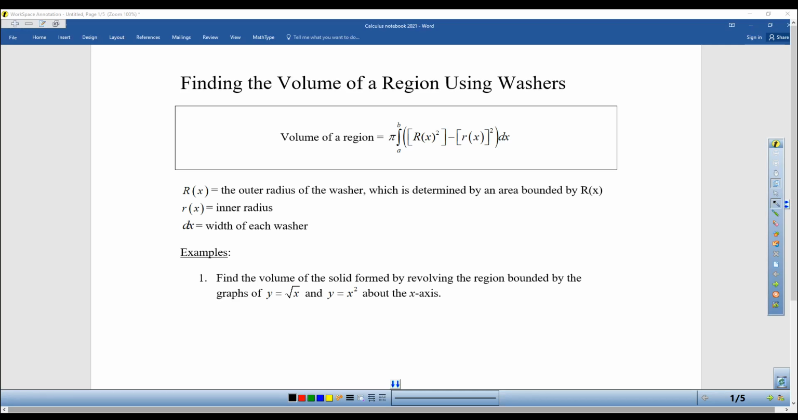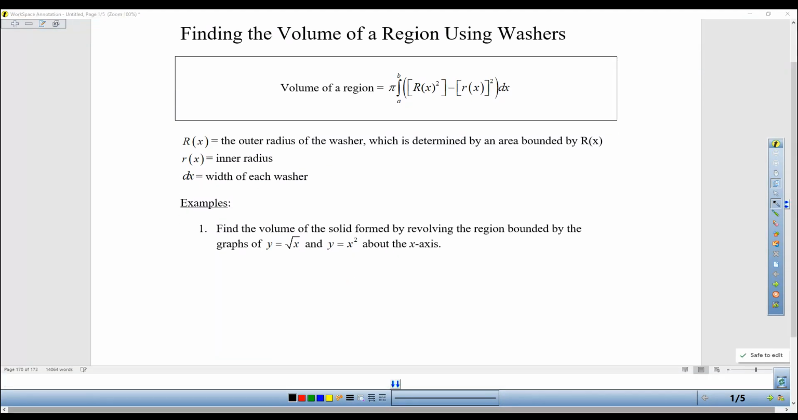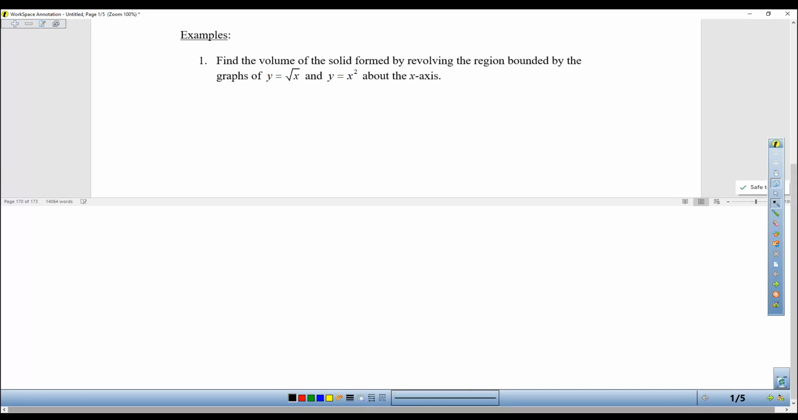Today we're going to be finding the volume of a region using washers. So last time we did this we used disks, so these problems are just a little bit more complicated, but you're smart, you can do it. There is a formula, but I'm going to jump straight into the example and then come back to the formula because I think that'll be the easiest way for you to understand how the formula works.